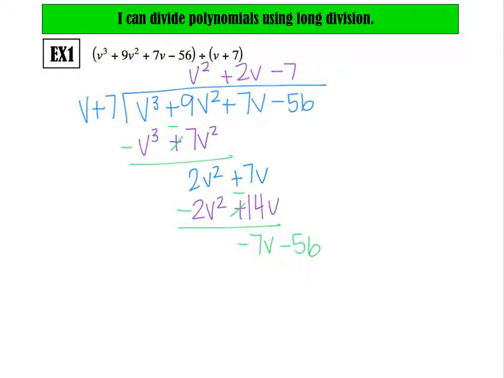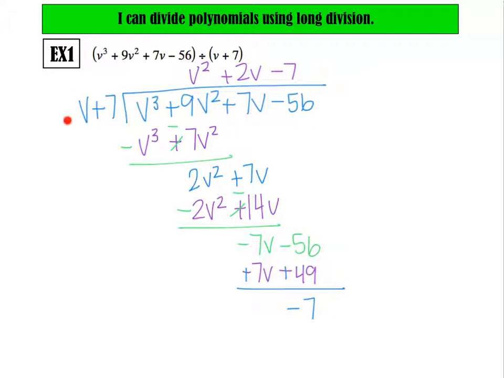So negative 7 times v is negative 7v, which is what I wanted, and negative 7 times positive 7 is negative 49. And then just like we did, we do the opposite. So these are both negative, so they become positive. So negative 7v plus 7v cancels, and negative 56 plus 49 is a negative 7.